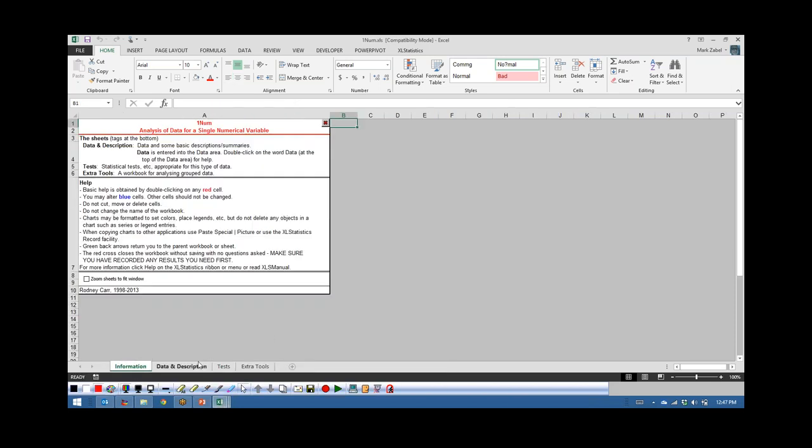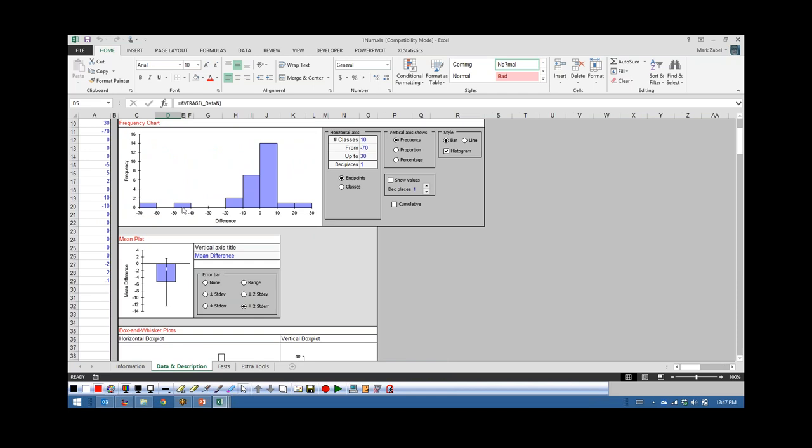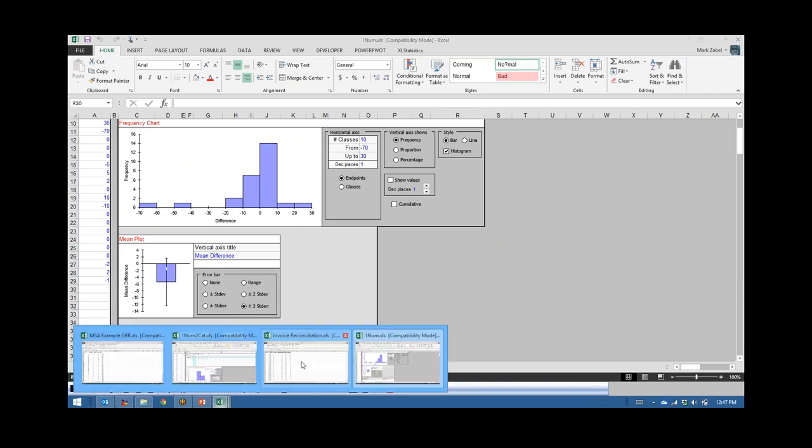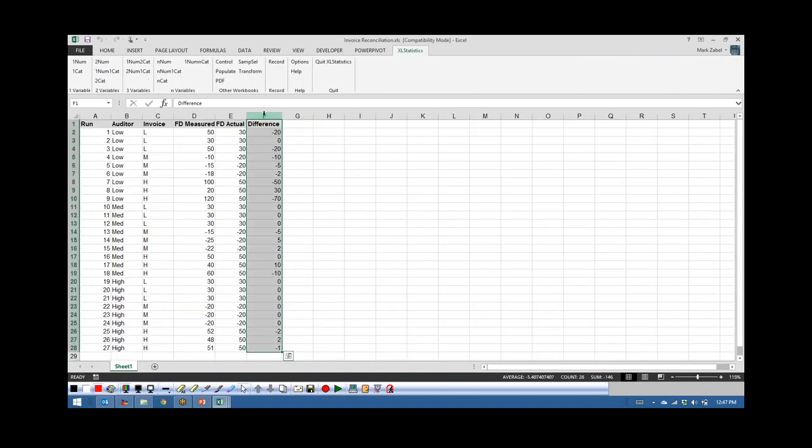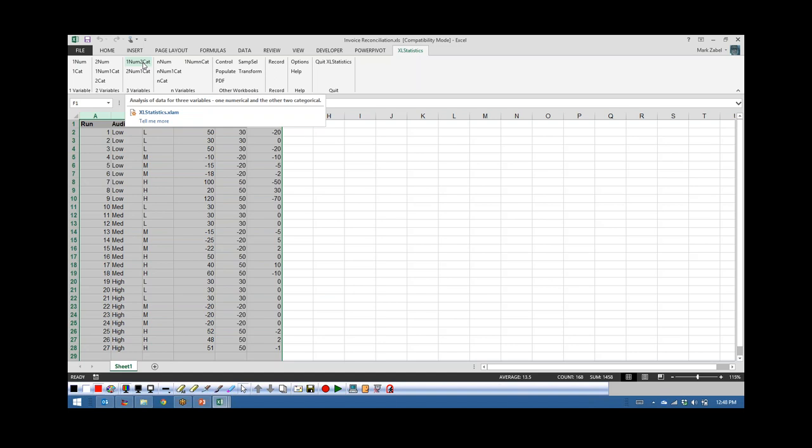And I want to know what's going on with some of these. So let's take a look at that using that other tool. So if we go back to here, bias is simple. The on-average stuff, you just look at the difference between the actual and the measured, and you want to see if it's off on average. Now, you can combine that by looking at one or two variables at a time. I'm going to recommend that we look at auditor and invoice together, and let's see what that is. So that's one num, two cat.